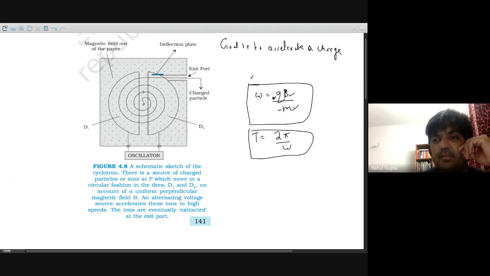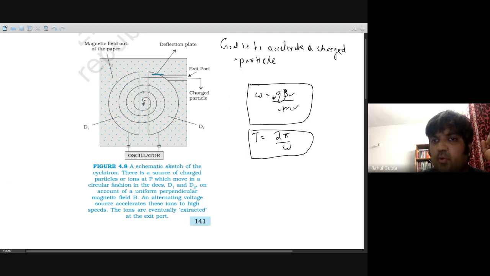The working principle is this, what we discussed, how I will tell you. The goal is to accelerate a charged particle, and this is the working principle. Now try to understand. A charged particle basically is here.